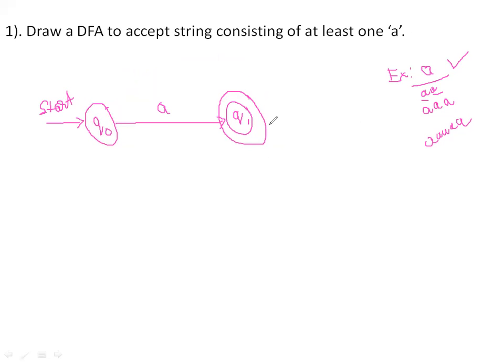We are having a minimum string A, so we got only 2 states: one we make the start state, and one we need to make the final state. Now, how to process this second A? If I provide a self loop for Q1 on the input alphabet A, then the second one will be accepted. The first A will be consumed by Q0, changing its state from Q0 to Q1. Now you are in the final state. The second A will be consumed by Q1 itself because we are having a self loop.